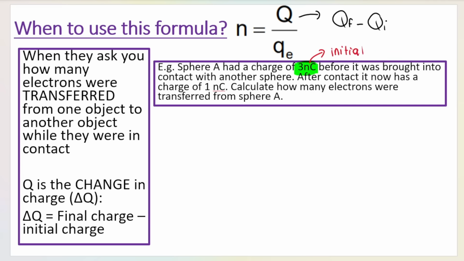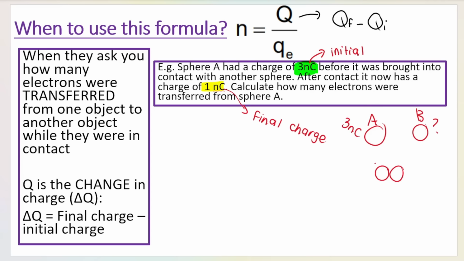Initial means the starting charge, what you started with. Then, after contact with the other sphere, it now has a charge of 1 nanocoulombs. So, after contact, that is the final charge. So basically, we had sphere A and sphere B. I don't know what sphere B's charge is. I don't care. Initially, it was 3 nanocoulombs.